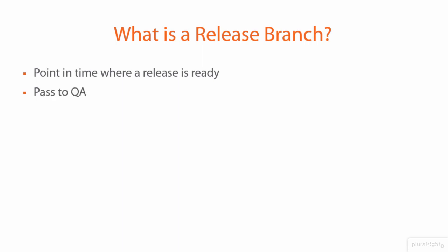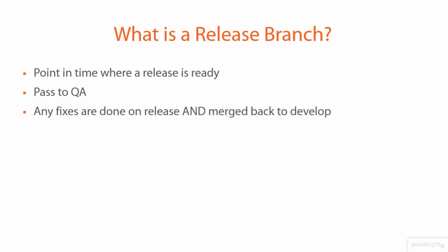At this point, the release branch is tested. Now I've said here we pass the release branch to QA. That could be an external QA team, or it could be an internal QA process. But there's some quality assurance process that goes on that branch before it is pushed out to be available to the public. And as we said, any fixes that are done must be done on the release branch and merged back into the develop branch.